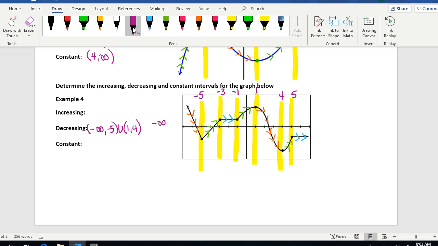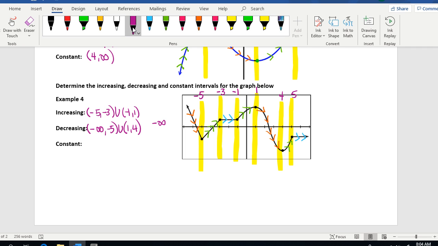All right. Now let's go to increasing. Here's my first interval of increase, and that's starting at negative 5 on my x-axis and ending at negative 3. So negative 5 to negative 3. And then I have a second interval, and that's starting at negative 1, going to positive 1 on my x-axis. So union negative 1 to 1.